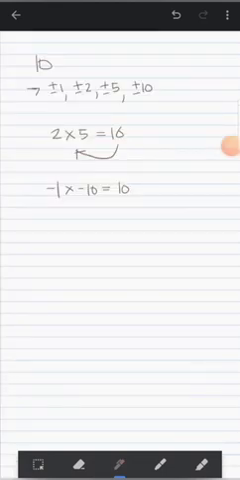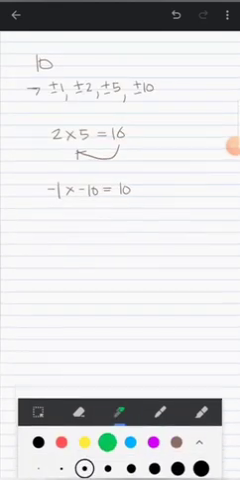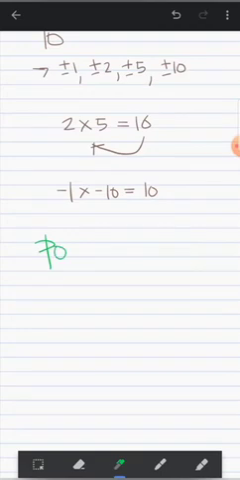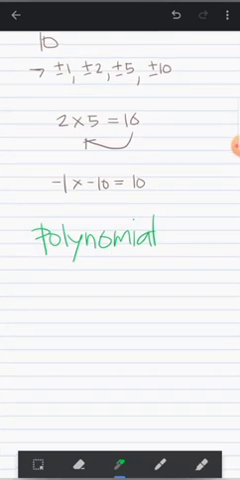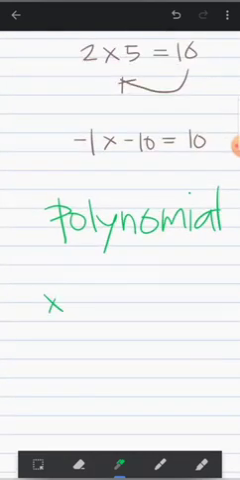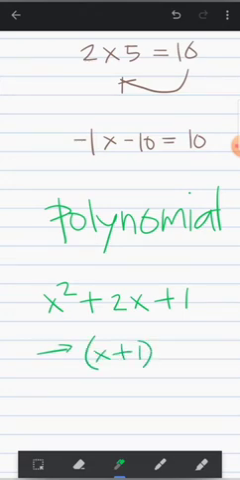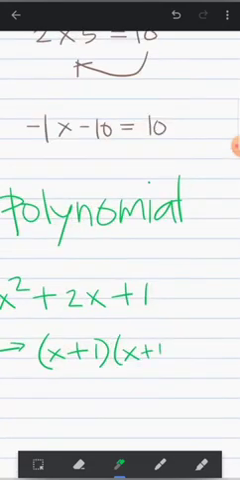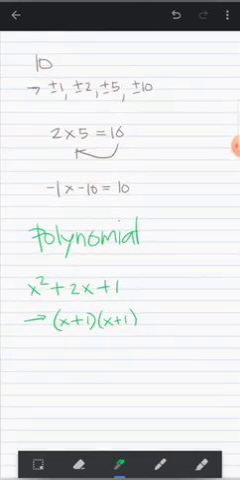Same is true with polynomials, because polynomials also have factors, or expressions, two or more expressions that if you multiply together will result to what they are now. Example, suppose we have x squared plus 2x plus 1. Its factors are x plus 1 and x plus 1. And thus, not only constants have factors, polynomials also do have.